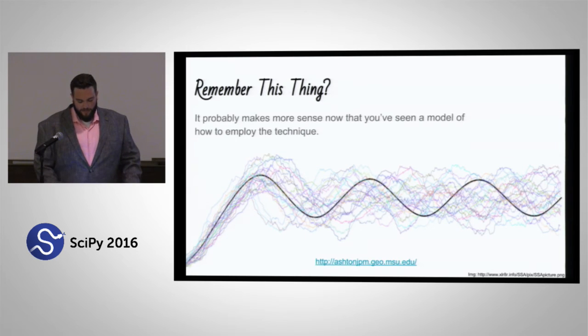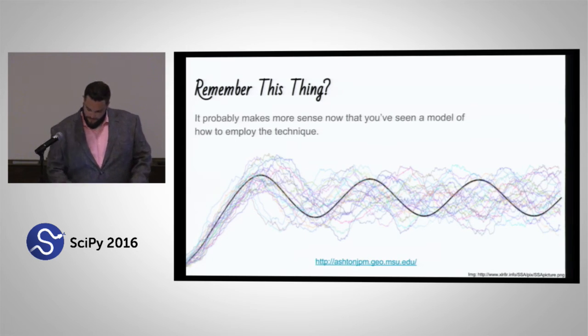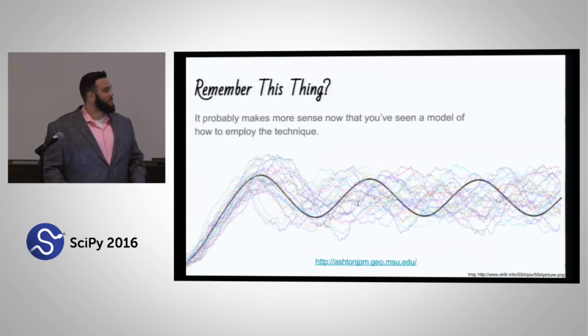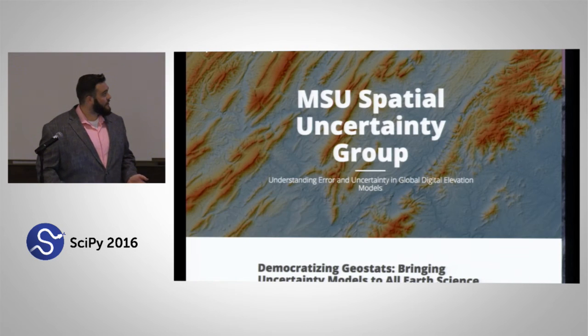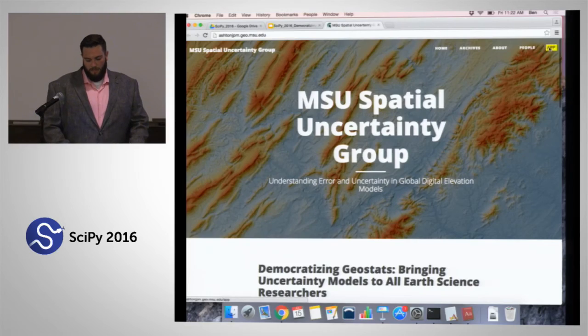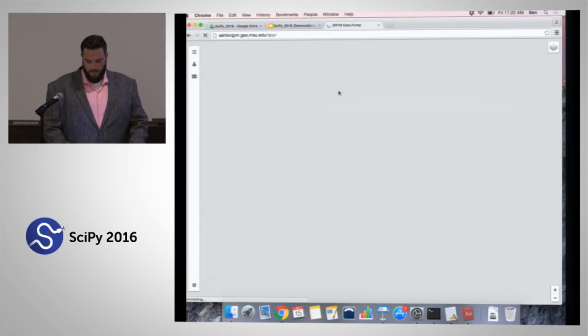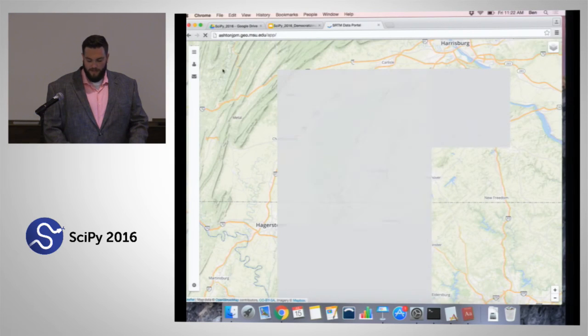Just real quick, I'll show you where the PDF is. So that's still not the PDF. I don't have pictures of that, I'm sorry. So this is what our website looks like right now to talk about this stuff. The Spatial Uncertainty Group at MSU has all our publications and everything here. But this is kind of where the money happens.